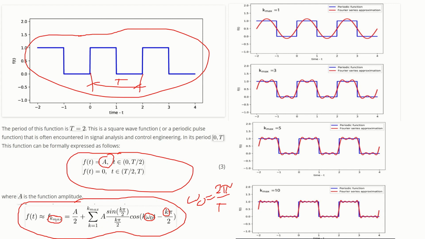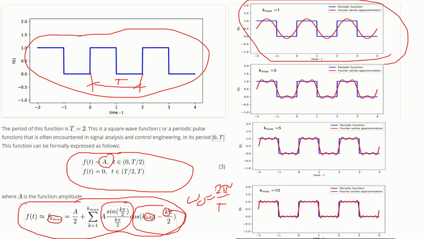Now, for certain orders of approximation, that is, for certain orders of k max, we will get different approximation accuracy. So, in this graph, you can see what happens when k max is 1. In this case, we only have one cosine here. Notice here that these are the coefficients. So if k max is equal to 1, we only have one cosine term here, and the function can be approximated as follows.